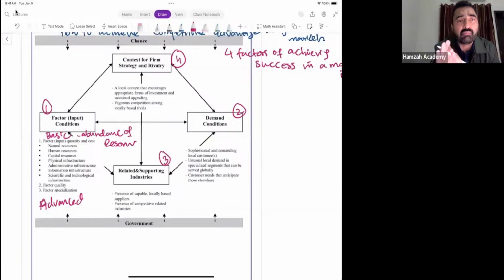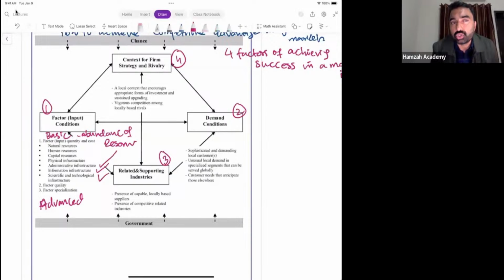But according to Michael Porter, these basic factors might not help in achieving competitive advantage unless advanced factors are developed. So what are advanced factors? Advanced factors are related to infrastructure, world-class infrastructure. There is world-class information infrastructure. A world-class scientific and technological infrastructure is developed. So, according to Michael Porter, these are the factors that would really contribute to the success of any particular company or industry. And yes, there are very clear outcomes of this theory.